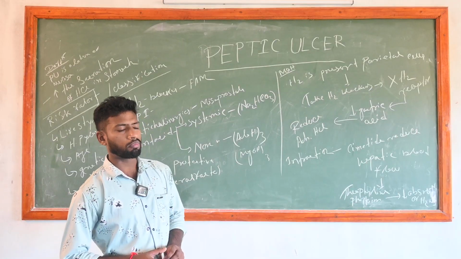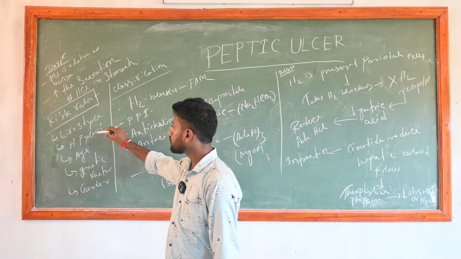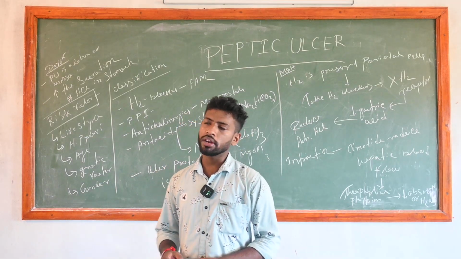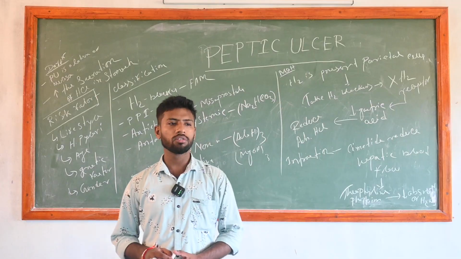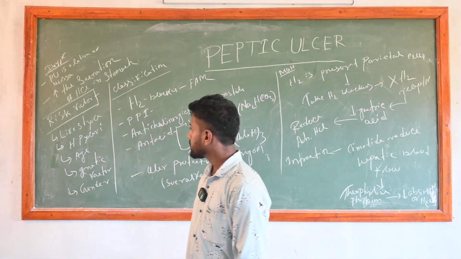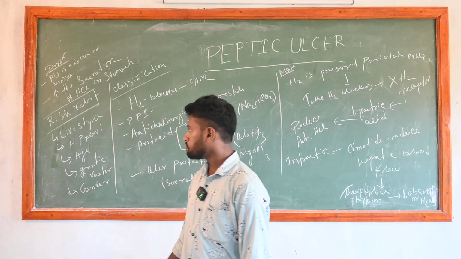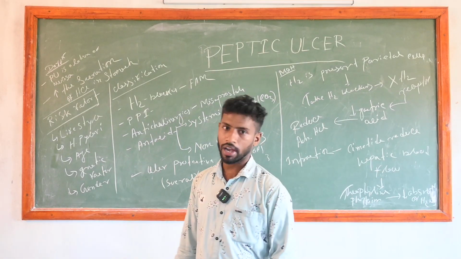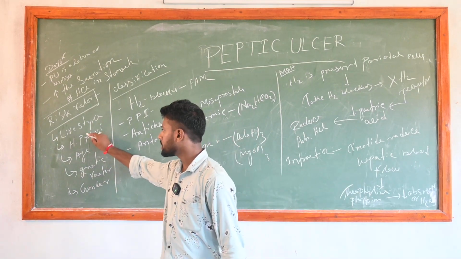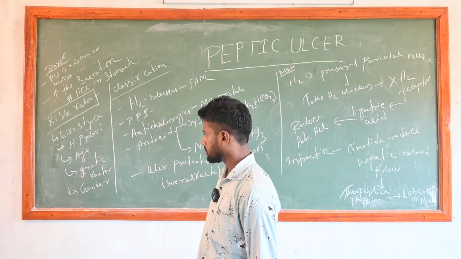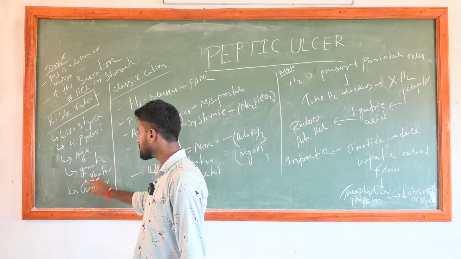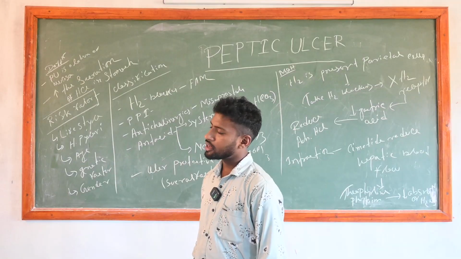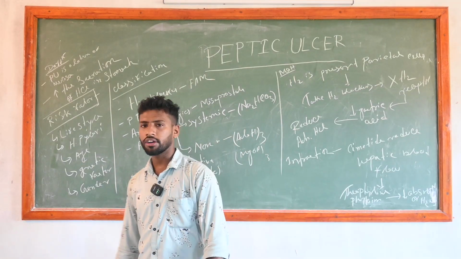So now the pathophysiology of peptic ulcer. The main cause is H. pylori bacterial infection, which increases peptic ulcer. Now the risk factors. The first factor is lifestyle, the second factor is age, the third factor is genetic factors, and the fourth one is gender.